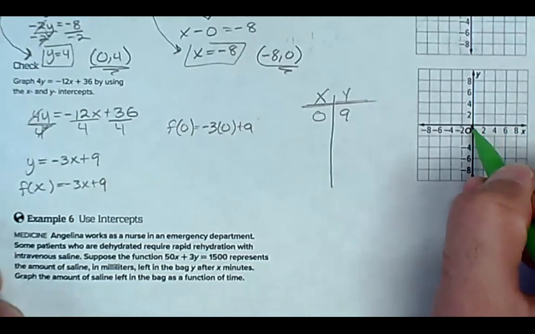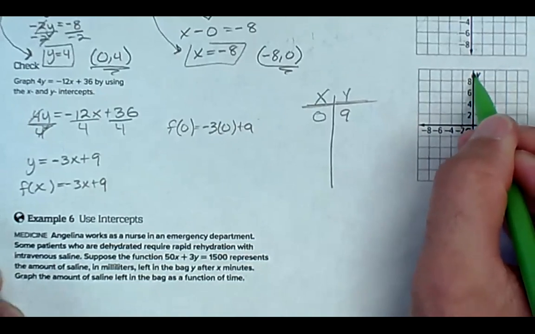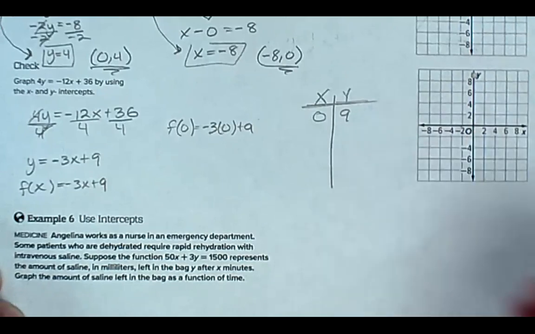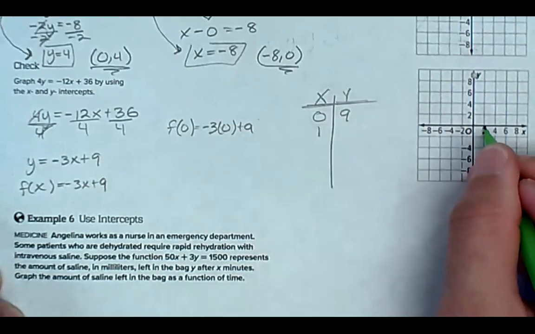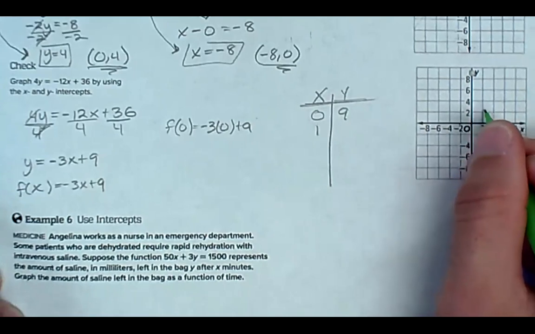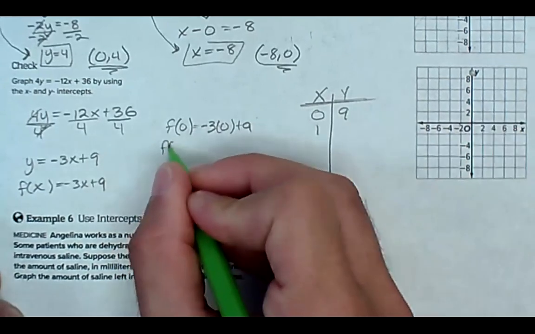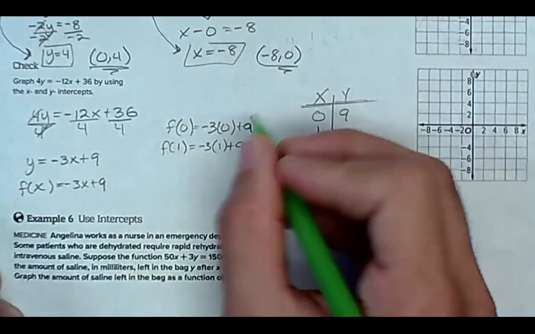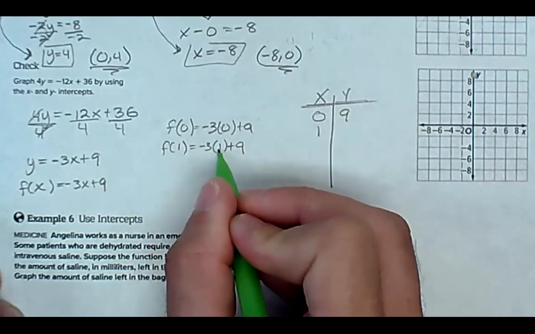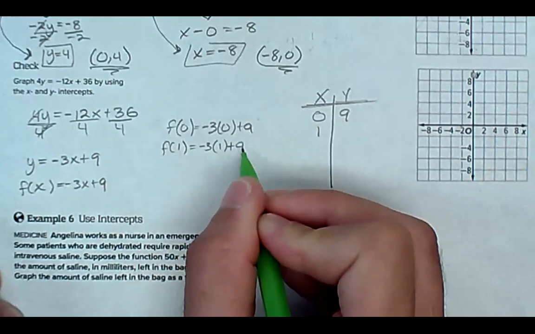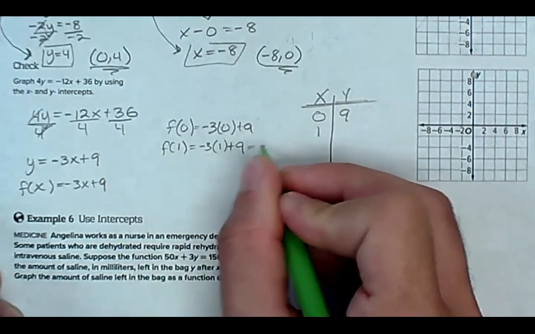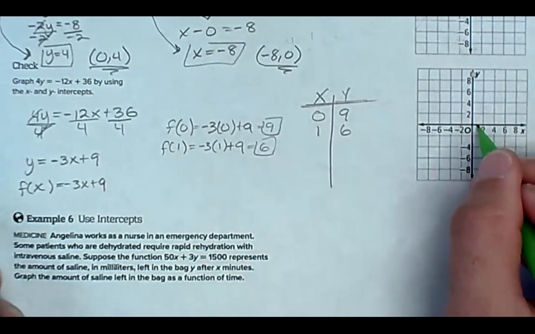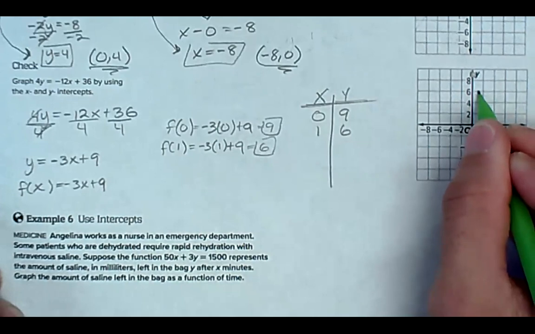So 0, and then it'll take us to 9, which is between, because remember, these are counting by 2, so it's going to be between 8 and 10. 10 is a top line. Let's go to 1. Let's see where the line is located at 1. So f of 1 equals negative 3 times 1, which is negative 3, plus 9. It's the same thing as saying 9 minus 3. 9 take away 3 puts us at 6. So at 1, we are now at 6.